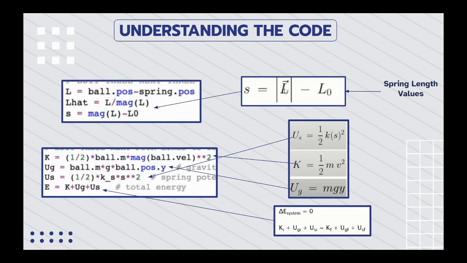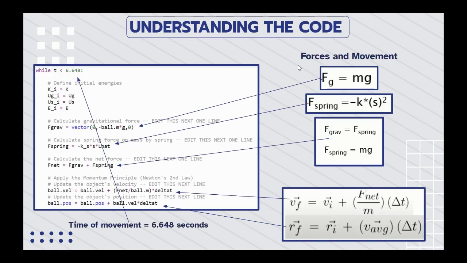And so in this part of the code, we're pretty much looking at this equation. We're looking at S, which is this, and then we're going to be looking at the different energies, the kinetic and the two different potentials, which is pretty easy to understand here. And then the final equation is pretty much the total energy is equal to all these three added together, which is zero. The change of it is zero. And then the time of movement is this, which was already given to us.